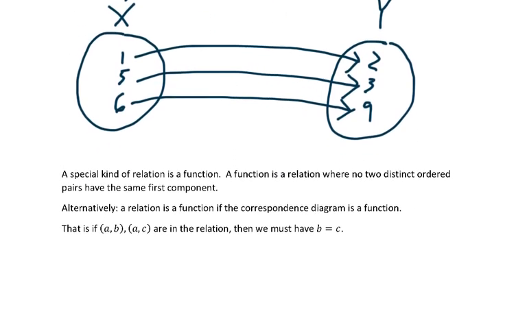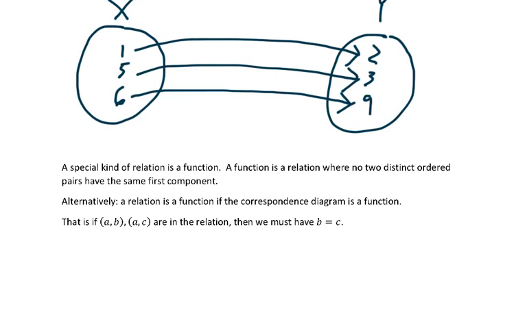Moving down. Now, a function is a special kind of relation. Basically, a function is a relation where no two distinct ordered pairs have the same first component. Or if you want, you could think of it just like we saw with correspondence diagrams, right? A relation is a function if the correspondence diagram gives us a function.